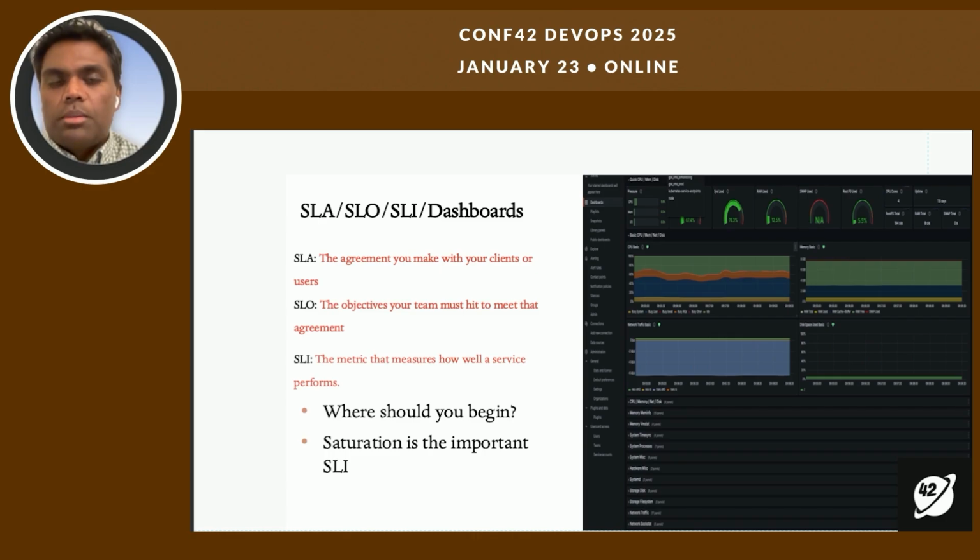That way, you cover the basic stuff. There are a lot of SLIs; you can set up availability, latency, error rate, throughput, saturation, and traffic. They all help you decide on SLOs. But when you're starting up, in a startup, I think saturation is the important SLI we should focus on first. Saturation indicates how full a service is.